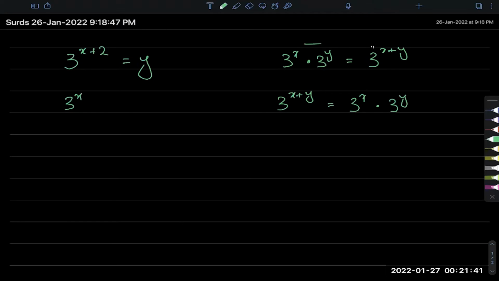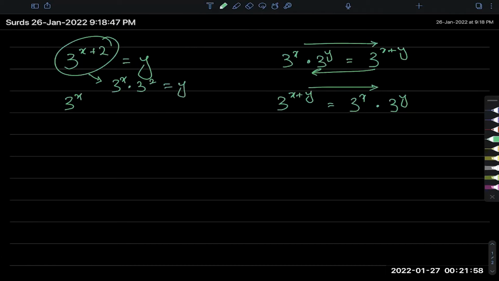So while we all easily think in this direction, we should be able to think in this direction as well. The backward side is important because it's still the same thing. It's still that equal sign. And that is why this one, you can split it and make it 3 power x times 3 power 2 equals y. So what does that mean 3 power x is? That is times 9 equals y. And that means 3 power x is y over 9. There you go. And that's my answer.